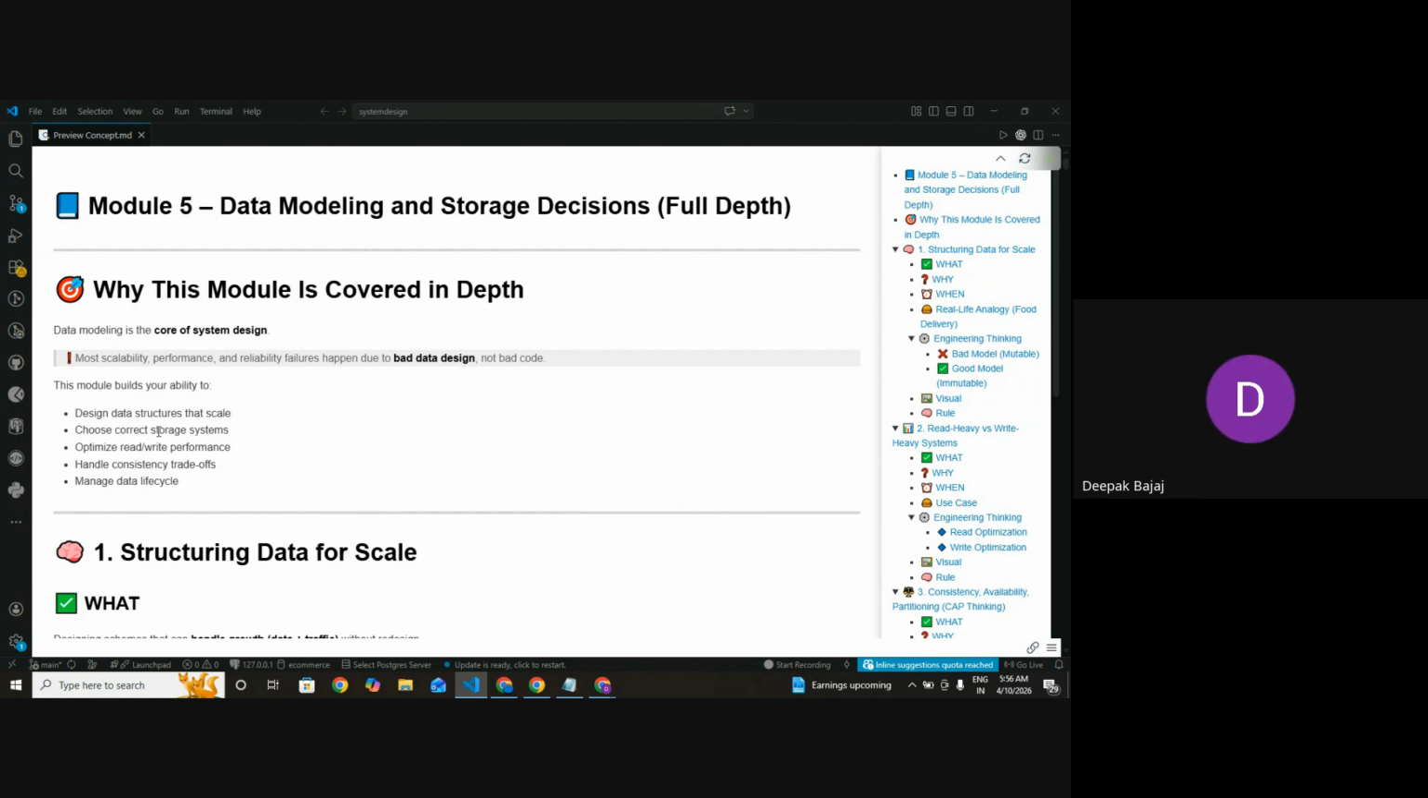Choose the correct storage system, optimize read/write performance, handle consistency trade-offs, manage data lifecycle.